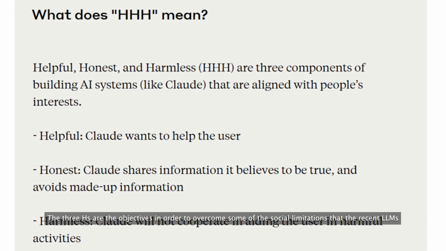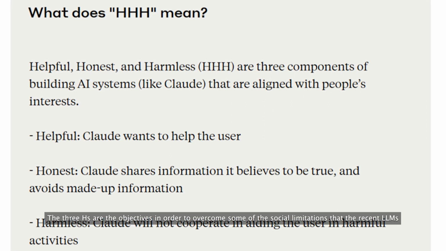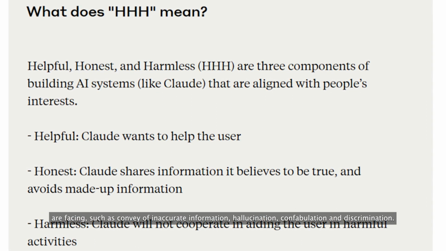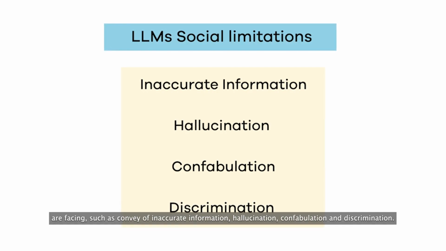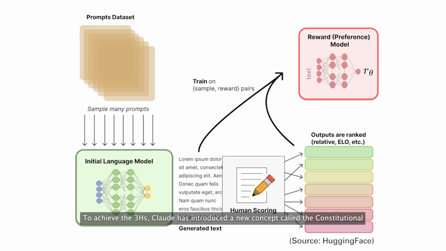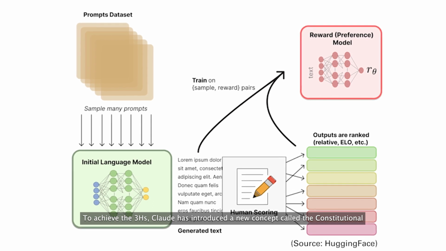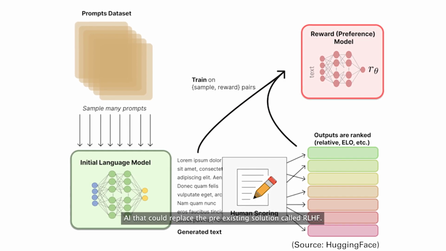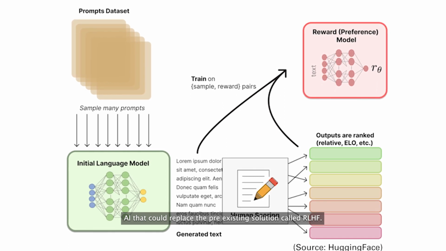The 3 H's are the objectives in order to overcome some of the social limitations that recent LLMs are facing, such as conveying inaccurate information, hallucination, confabulation, and discrimination. To achieve the 3 H's, Claude has introduced a new concept called constitutional AI that could replace the pre-existing solution called RLHF.